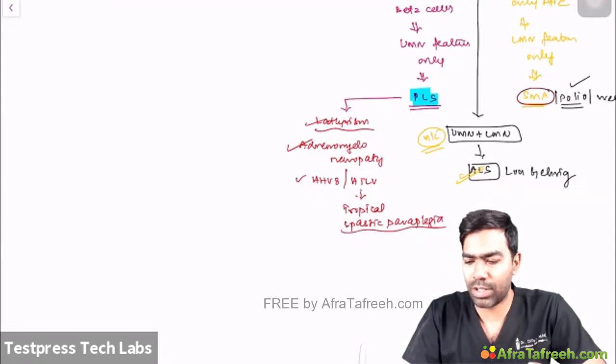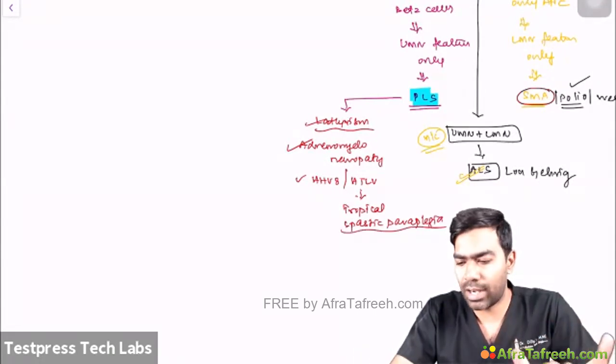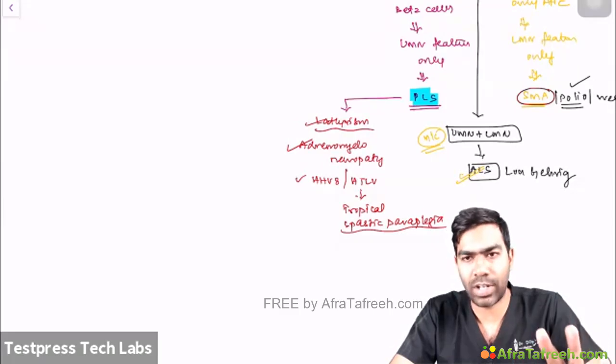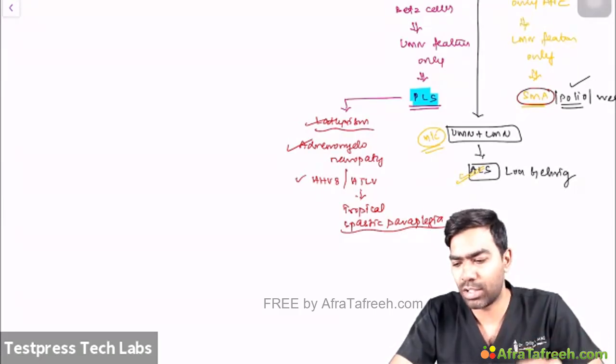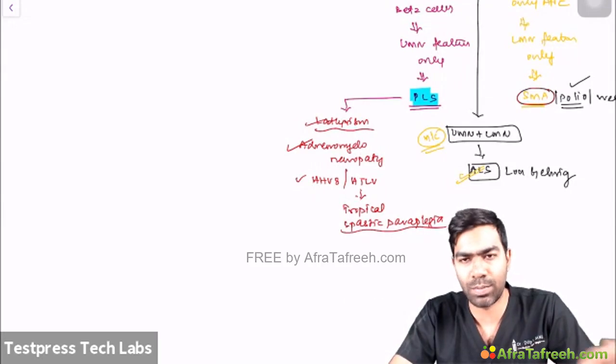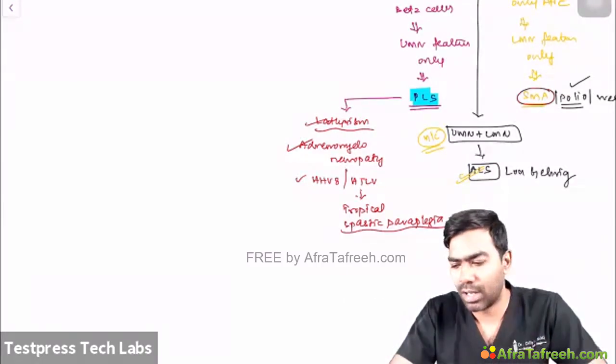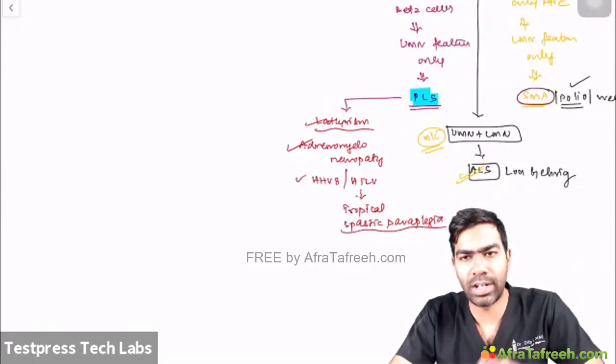And these are common disorders. So lathyrism, adrenomyeloneuropathy, HHV8, and HTLV, that is human T cell lymphotropic virus, which produces a typical disorder called tropical spastic paraplegia. So these are the more common differential diagnoses.